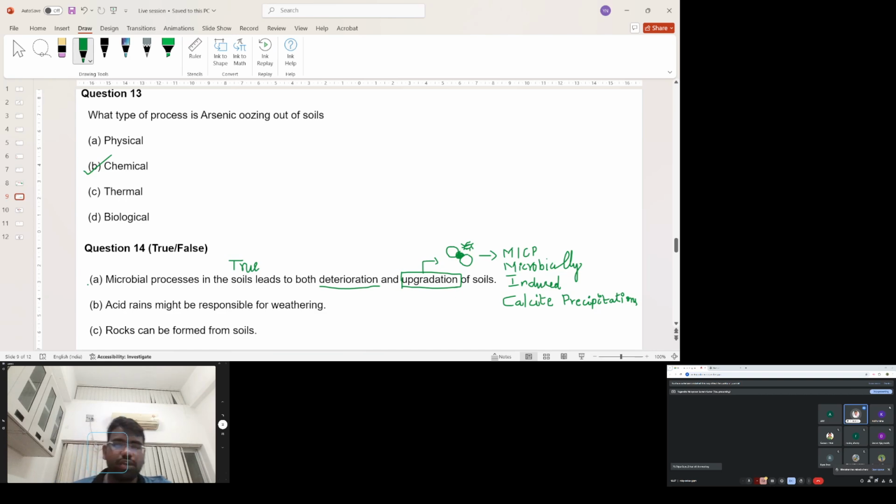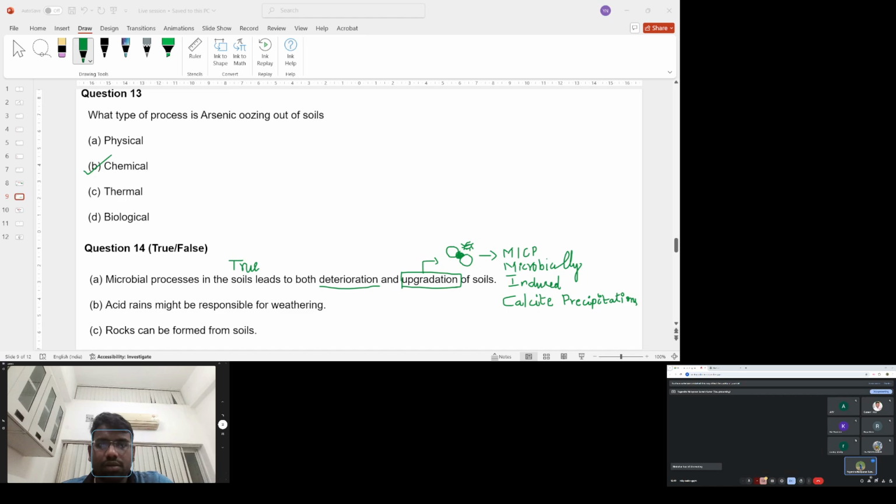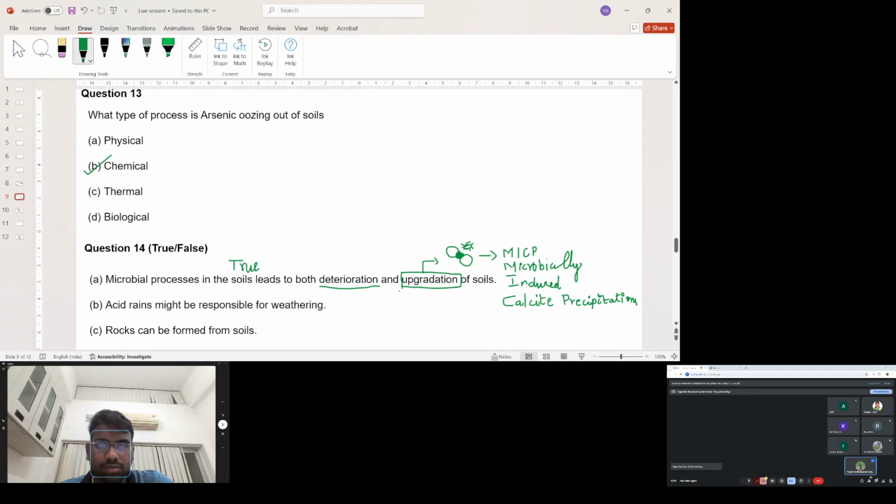Hope I am clear. Any doubts? No doubt, sir, it's clear. Sir, this technique is used only for coarse-grained soil, no? Yes, now it is used for sands only. Only sands. Okay, fine.